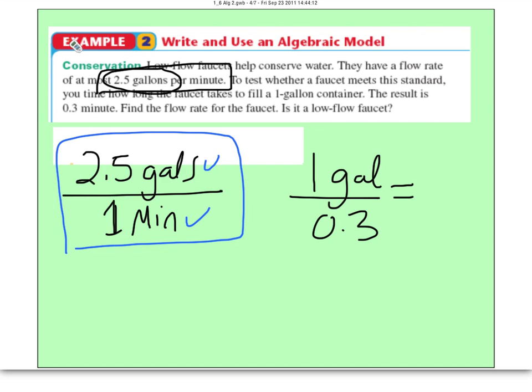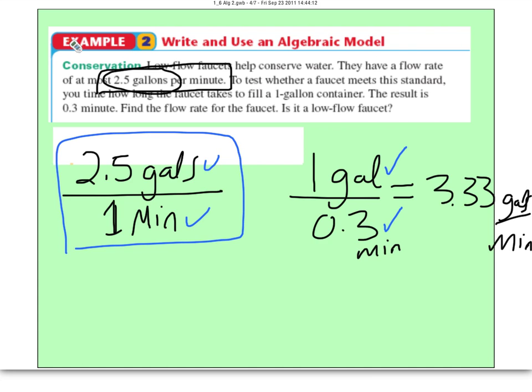Fine. How do you check if your faucet's good? You look how long it takes to fill 1 gallon. You put the time down here, and I'm going to put minutes. So if I do in my calculator 1 divided by 0.3, you're going to get an answer of 3.33, let's write the label, gallons per minute.